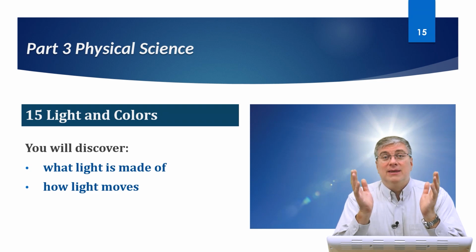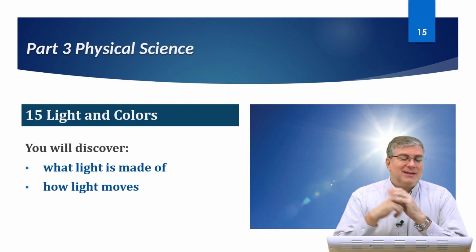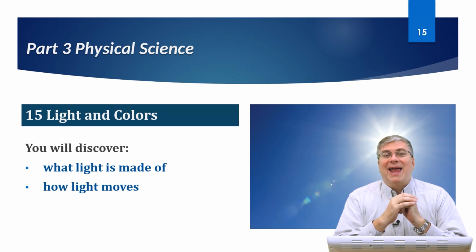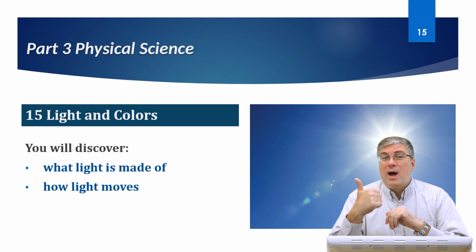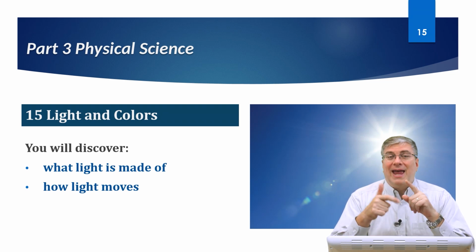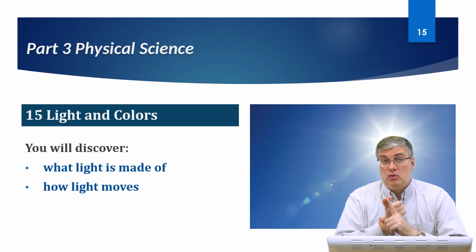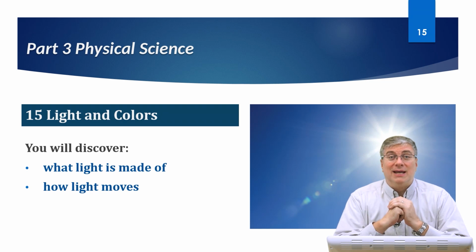In this lesson, we're taking a look at Science Book 4, Lesson 15, the last lesson in the book, okay? The lesson title is Light and Colors. So in this lesson, we're going to take a look at what light is made of and how light moves. Okay, let's begin.